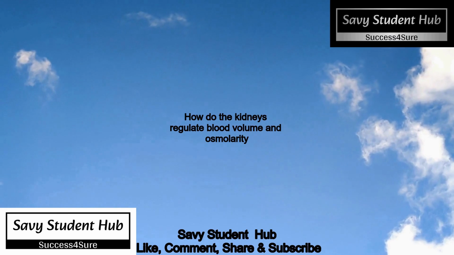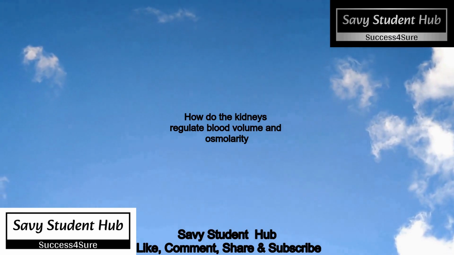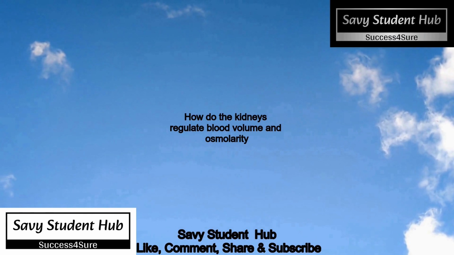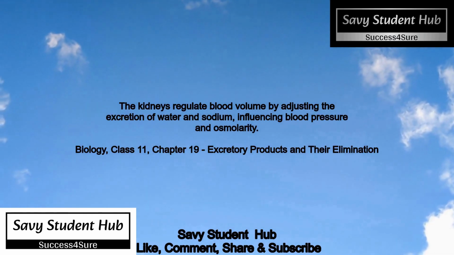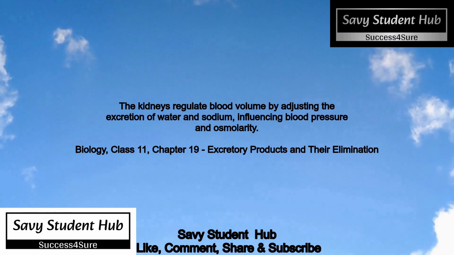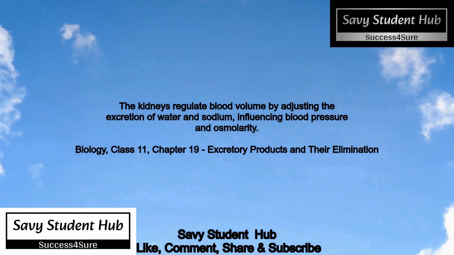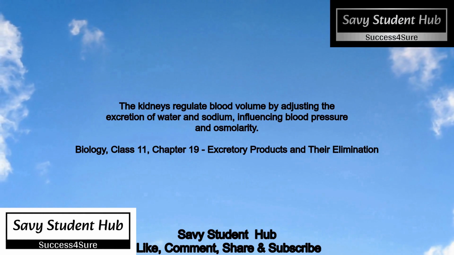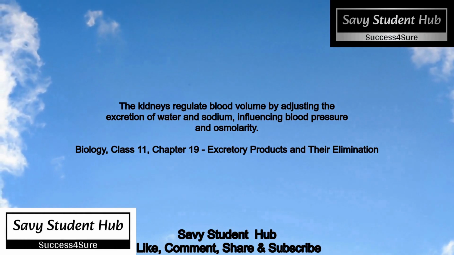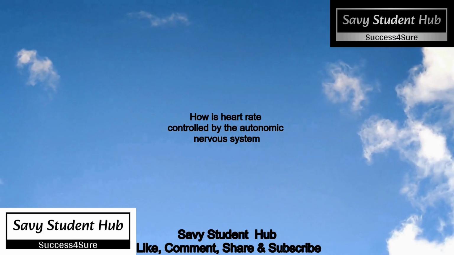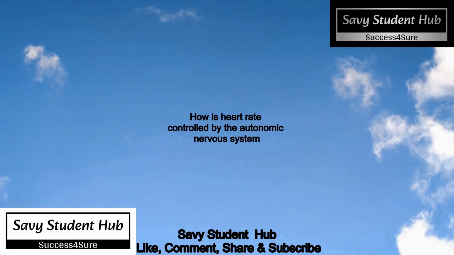How do the kidneys regulate blood volume and osmolarity? The kidneys regulate blood volume by adjusting the excretion of water and sodium, influencing blood pressure and osmolarity. How is heart rate controlled by the autonomic nervous system?